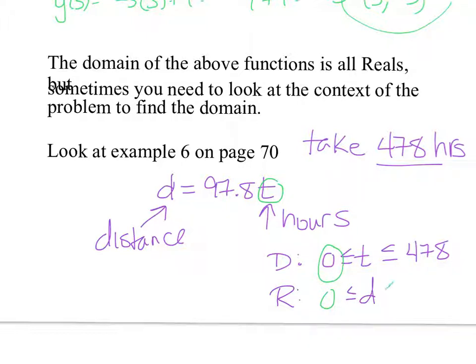What about my biggest distance? Well, that's going to be at the end of the trip. That's going to be when I get to my biggest time value. So I take that and I plug it in for t. 478 times 97.8 gives me 46,700. And that's going to be the range from my smallest to my biggest.